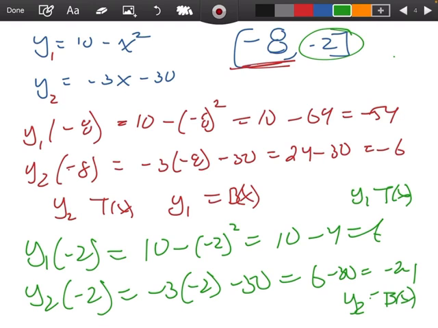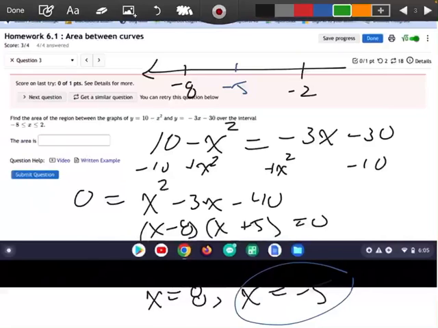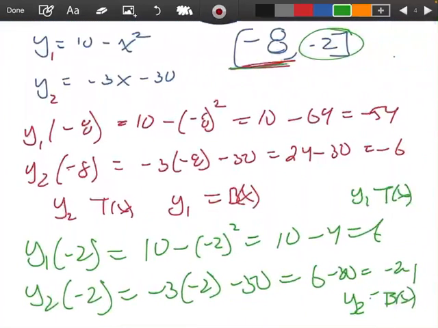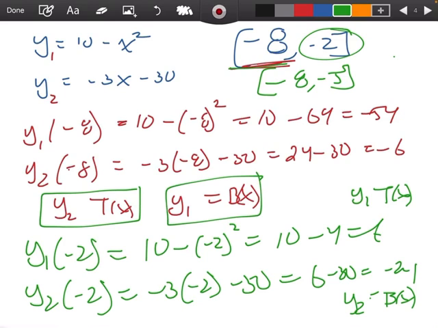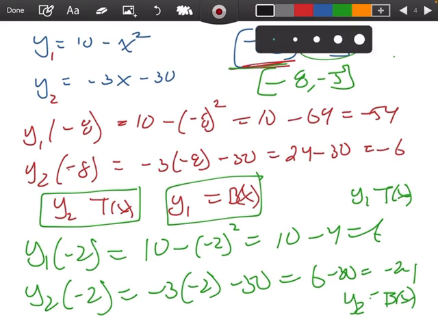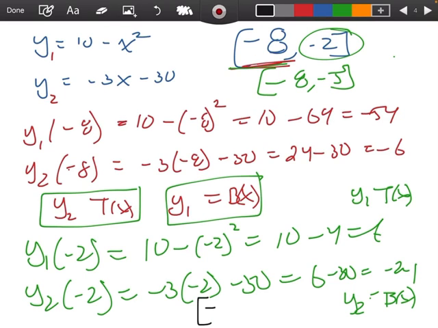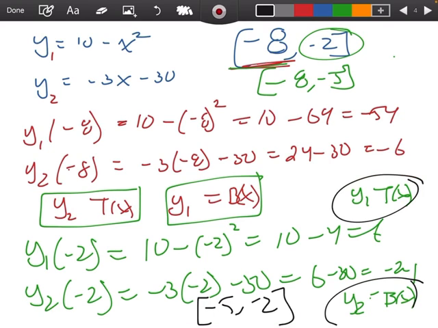Since we're always going to take the top function minus the bottom one, what we're going to do is start from negative 8, and the point where they intersected was at negative 5. So from negative 8 to negative 5, y2 is the top function and y1 is the bottom function. And then from negative 5 to negative 2, y1 is the top function and y2 is the bottom function. So let me explain what I'm doing here.